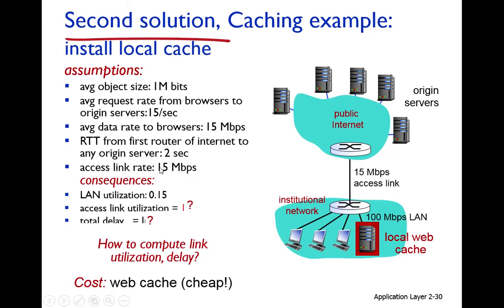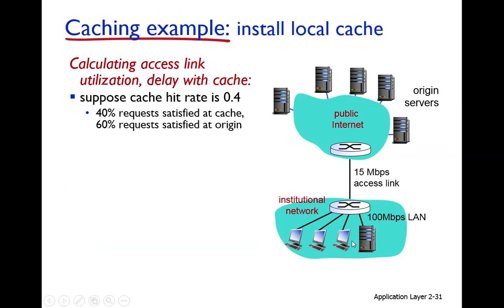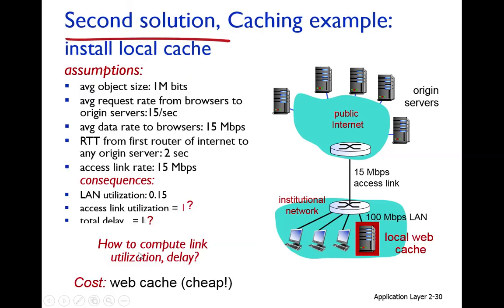And the web cache is cheaper. Why? We just have to install a server. This is the only cost, one time, and it already uses the LAN bandwidth. The LAN bandwidth is 100 MB, so it is very fast compared to the access link, and this is your own network, so you don't need to pay. So now we are going to discuss what the access link utilization and the total delay will be in the case of the local web cache.